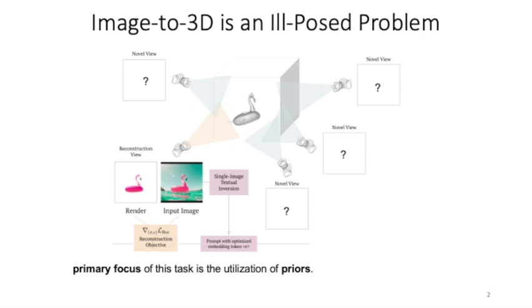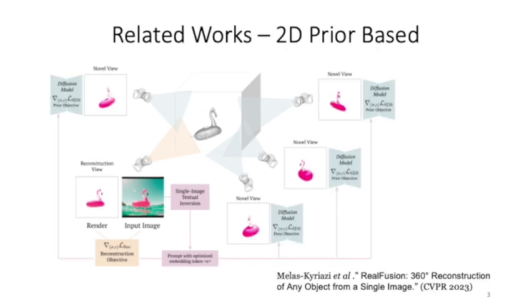Since the novel information is missing in the task, how to utilize priors for novel view guidance is the primary focus of the field. RealFusion used SDS and added a reconstruction loss to the reference image, which allows the Stable Diffusion-based generation of 3D content from a reference image. But most of the 3D generation lacked consistency despite great generalization.